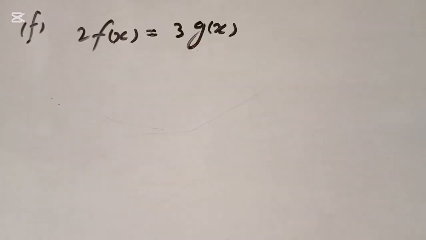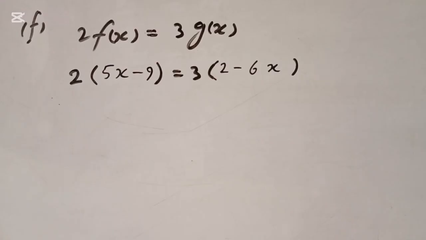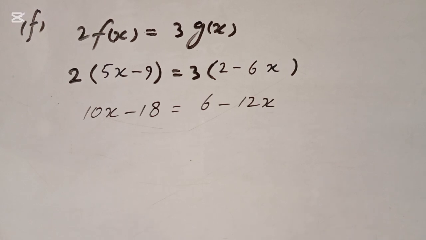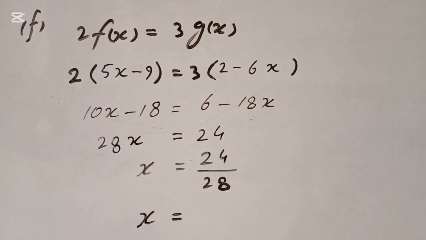In part F, we are given that 2f(x) equal to 3g(x). This is an equation. We will solve it. First opening the bracket. Now shifting x carrying terms towards the left and constant towards the right with change in their signs, x equal to 24 by 28. Now after cancellation, x equal to 6 by 7.